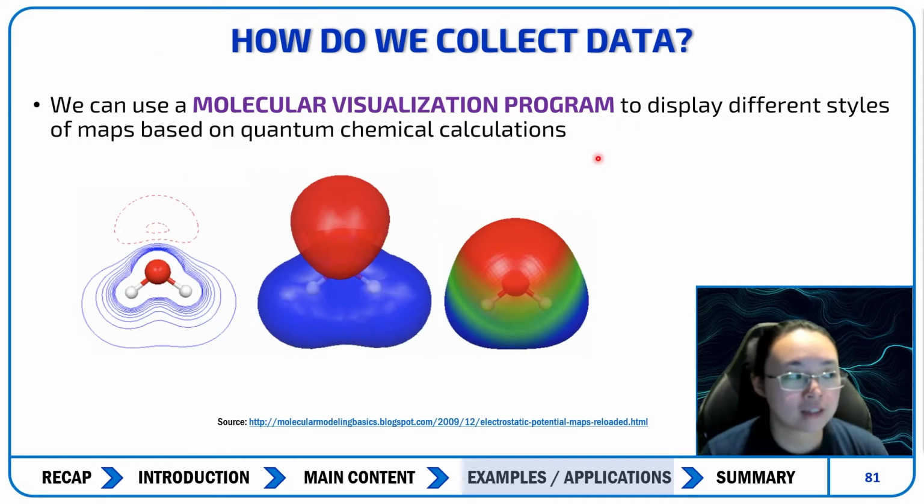So how do we collect data? We use what's called a molecular visualization program to display different styles of maps based on quantum chemical calculations. So here you have different charge distributions, and this is actually an equipotential map of how much potential you have as you get closer and closer to your charged object, H2O here, or farther away. And note that you do have a potential here, but also above.